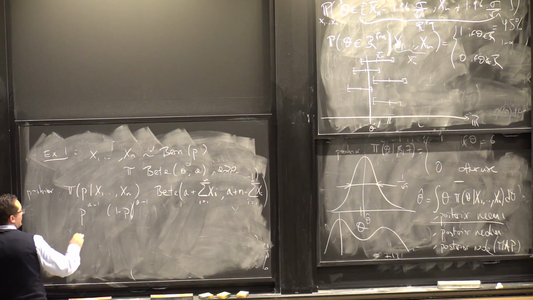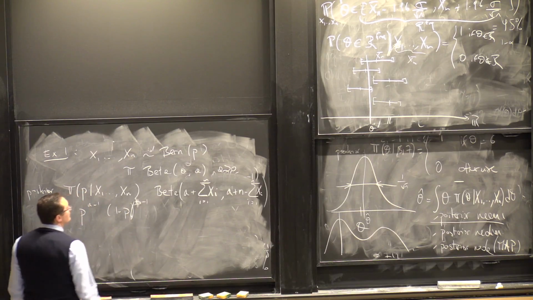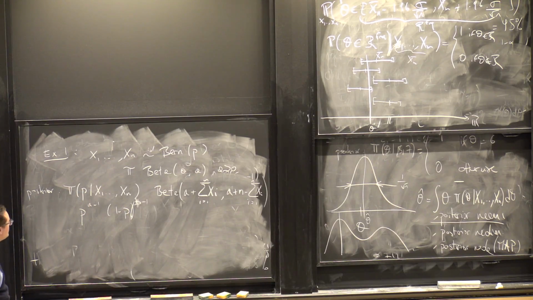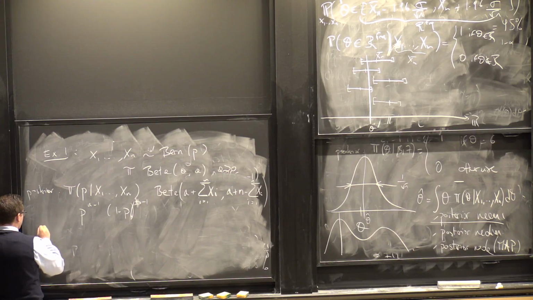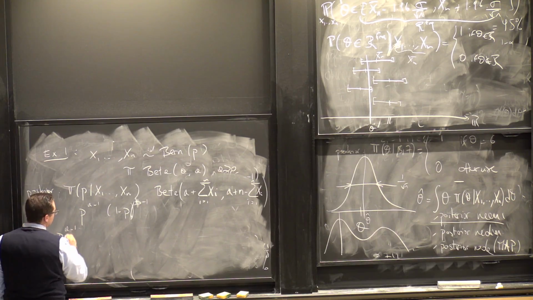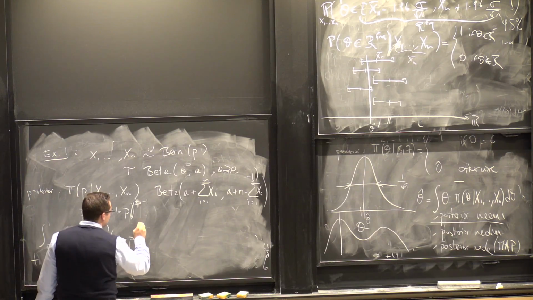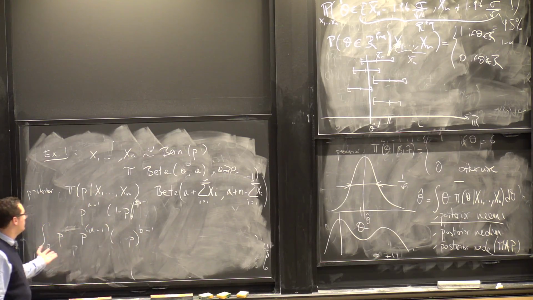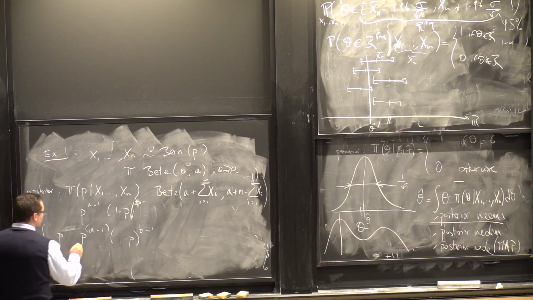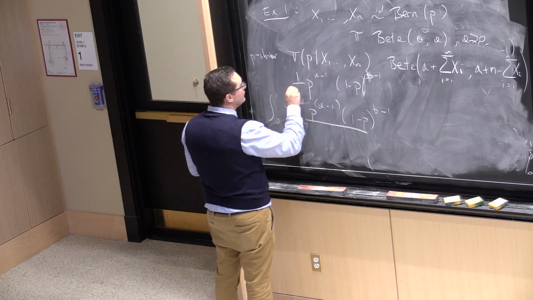So actually let me do this. What is the expectation? What I want is something that looks like the integral between 0 and 1 of p times p to the a minus 1, times 1 minus p to the b minus 1. Do we agree that this, and then there's a normalizing constant, let's call it c.